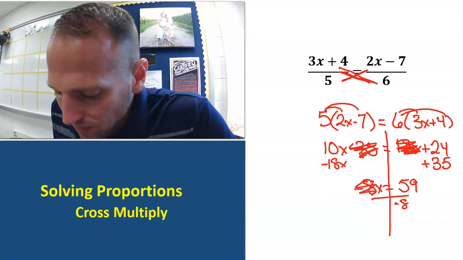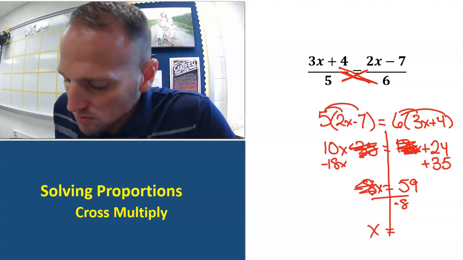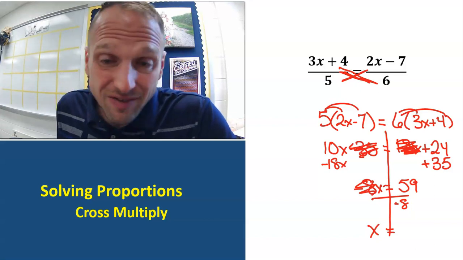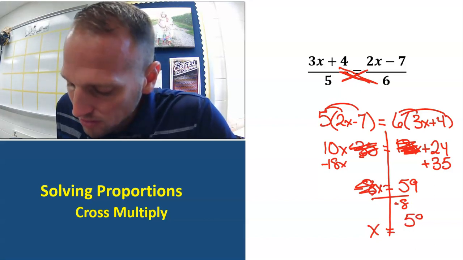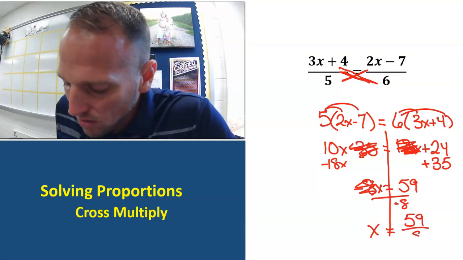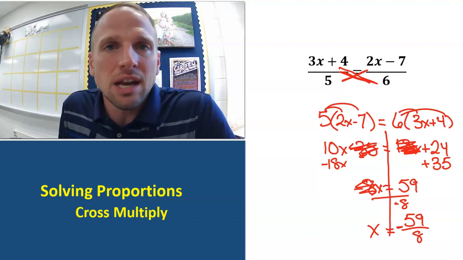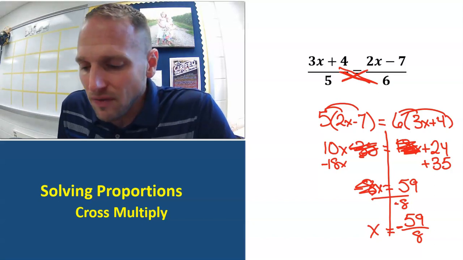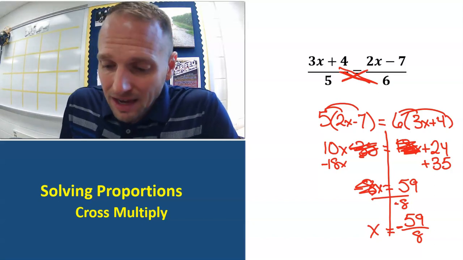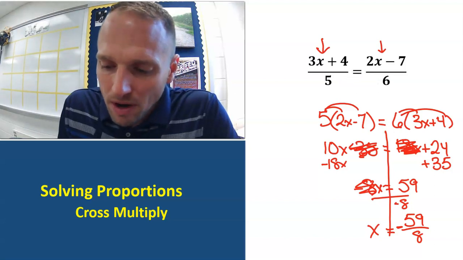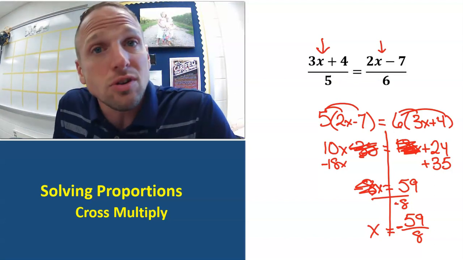Divide the negative 8 over. X equals, so this is not going to reduce very well. Actually, kind of not at all. So our answer is just going to be negative 59 over 8. So I know that looks kind of funny, but if we put that in for x in both of these up here, we're actually going to see that those two fractions are going to be equal.